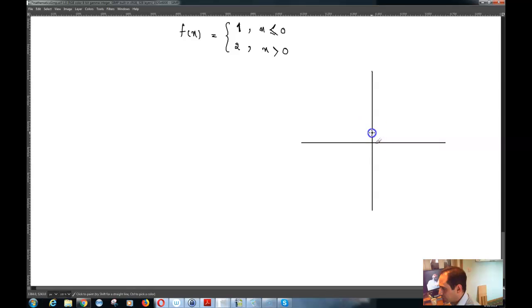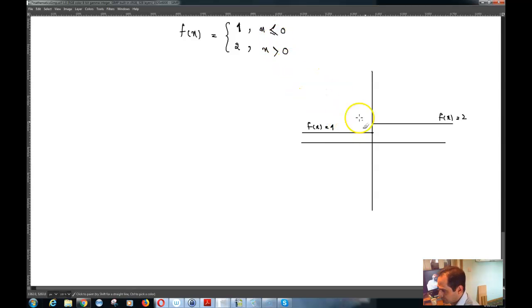So you would have something like this, and the value of the function is 2 if x is greater than 0. So this is f of x is equal to 2, and this is f of x is equal to 1.